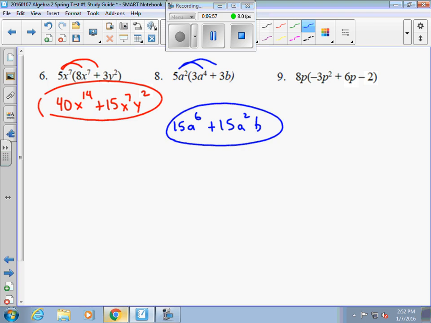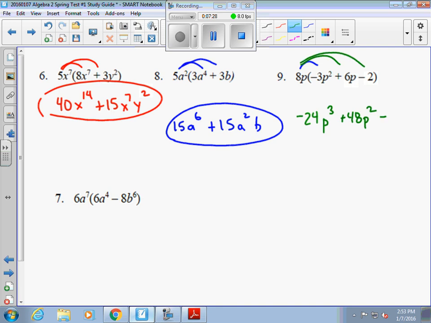Number 9, 8p times negative 3p squared plus 6p minus 2. So 8p times negative 3p squared. 8 times negative 3 is negative 24. P times p squared, you add them. 1 plus 2 is p to the third. 8p times 6p. 8 times 6 is 48. P times p, you add them again, is p squared. And 8p times negative 2 is negative 16p.